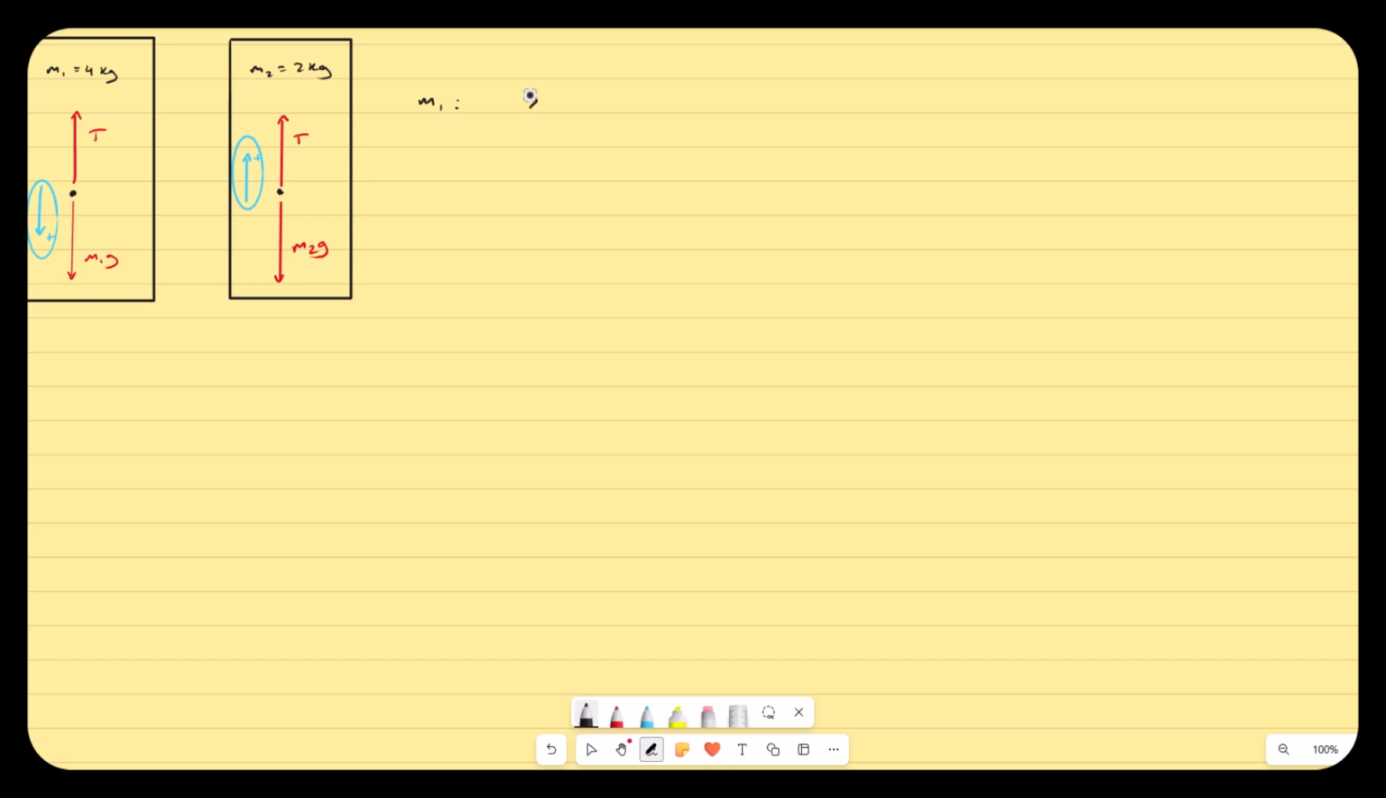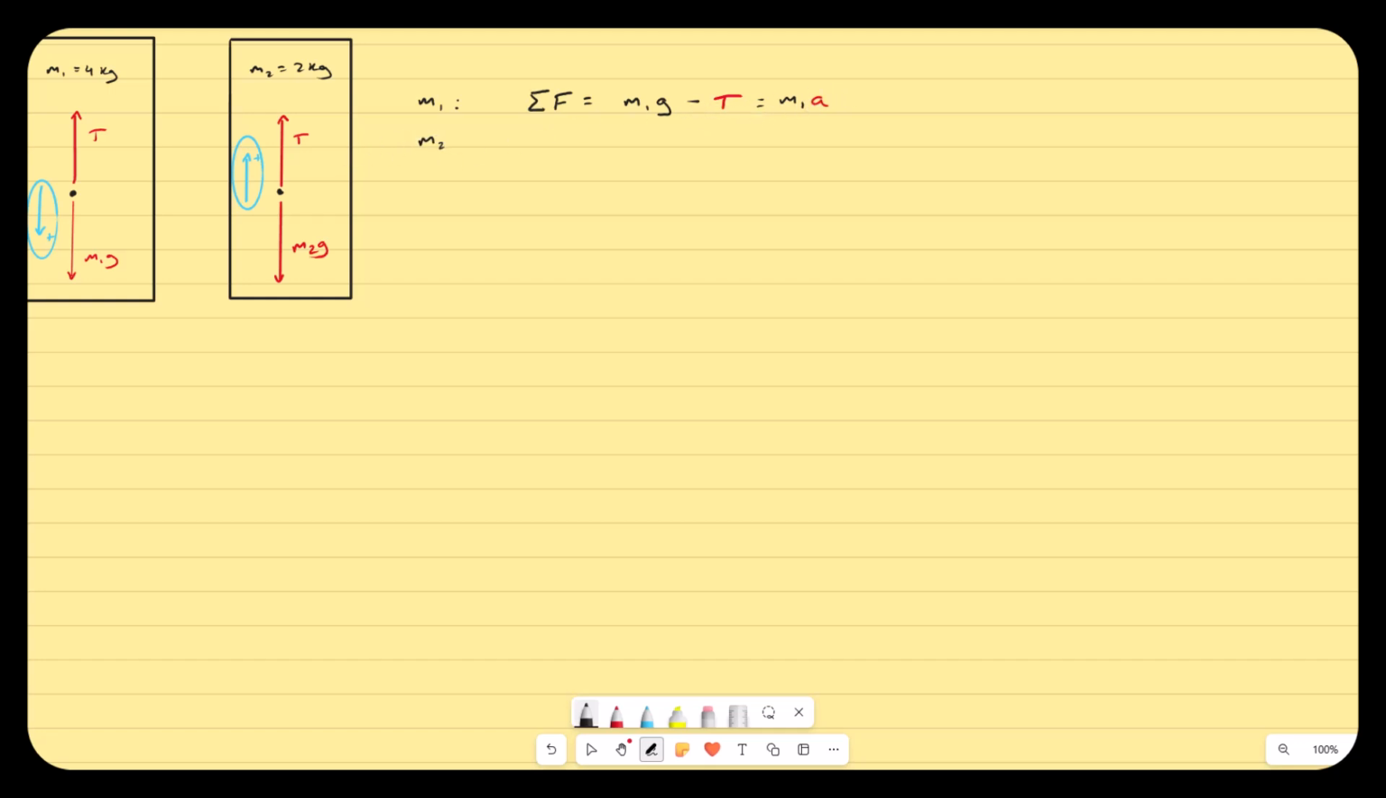If I write my sum of forces equation, I get that my sum of forces is, I've got M1G going downward, I've got tension going upward, and together that equals mass 1 times acceleration. I'm just always writing sum of forces equals MA. This equation has 2 unknowns in it, so I'm going to have to keep working.